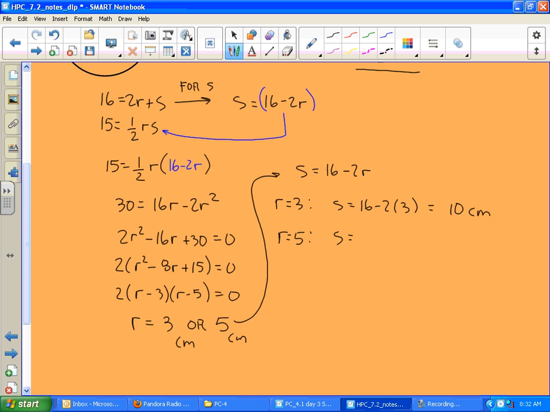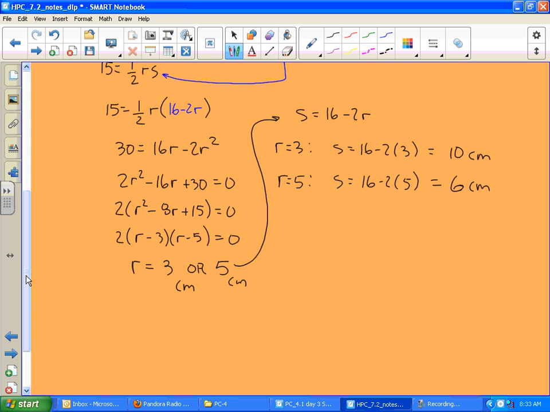And what if our radius is 5? Well, our arc length should be shorter, because we still have the same area, so our arc length needs to be a little shorter. 16 minus 2 times 5. So that's 16 minus 10. There we go. So there are our relationships.